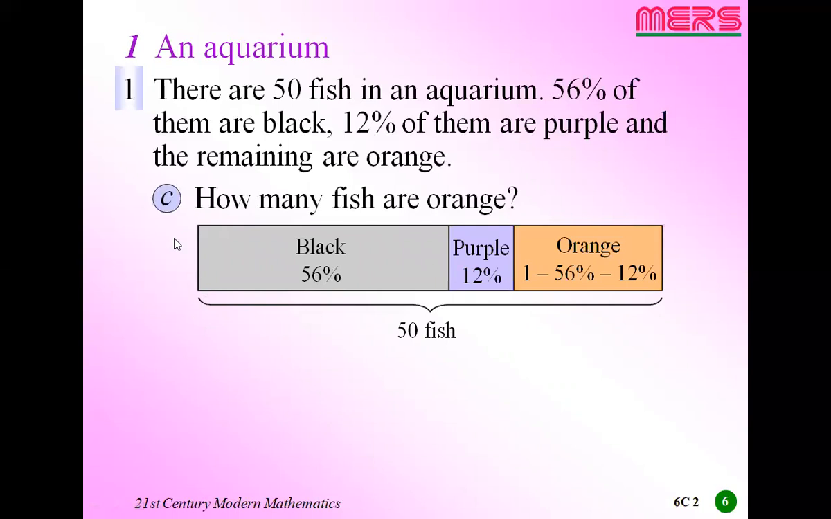As I said, we always use the rectangle to represent the total number of things. So right here, a rectangle representing 50 fish, all the fish. In 50 fish, 56% black, 12% purple. And then we can use 1 minus 56% minus 12% as orange fish. Do you still remember what that 1 means? 1 means the total, means 100%.